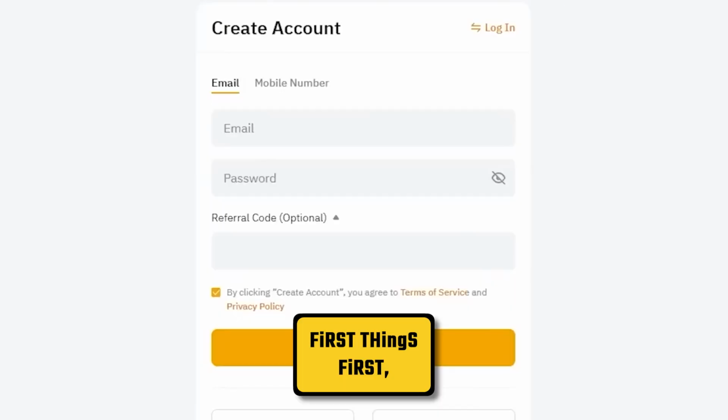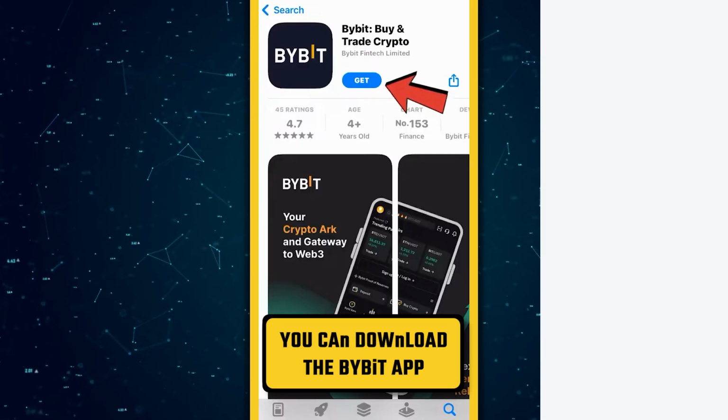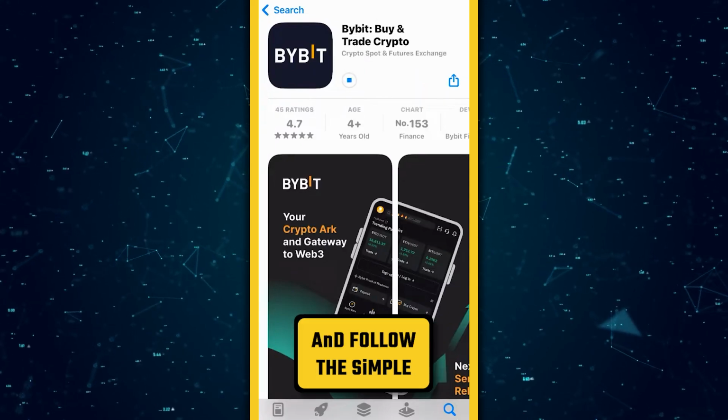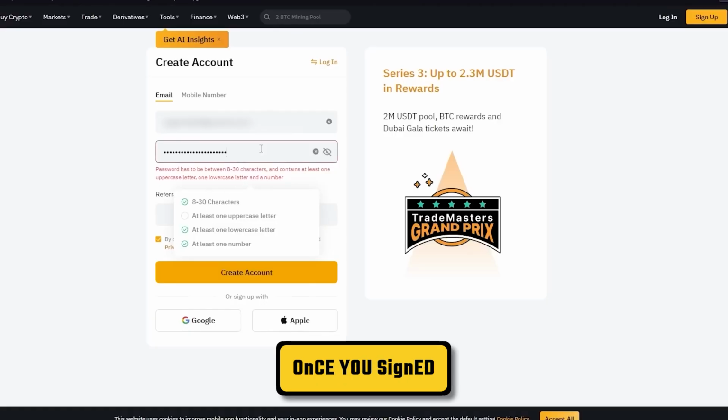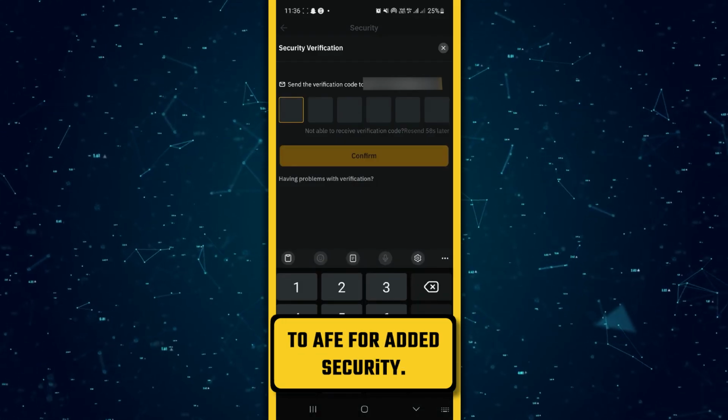First things first, you'll need to open a Bybit account if you don't already have one. You can download the Bybit app from your App Store and follow the simple registration process. Once you're signed up, make sure to enable two-factor authentication, 2FA, for added security.